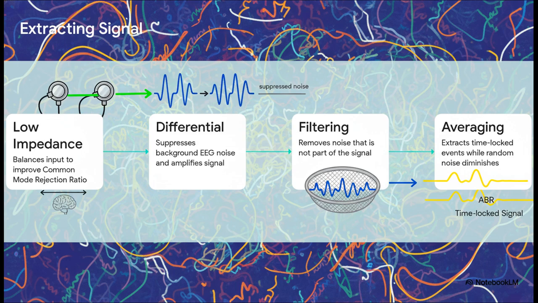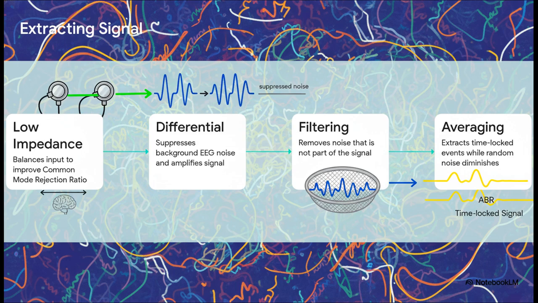We always start with low impedance electrodes because matching the impedance across the skin is absolutely crucial for maximizing the common mode rejection ratio. Next, the differential amplifier does the heavy lifting. It takes the input from 2 electrodes, inverts the polarity of one, and adds them together, so any random background noise common to both electrodes mathematically cancels out, while our auditory signal, which actually differs between the sites, is amplified.